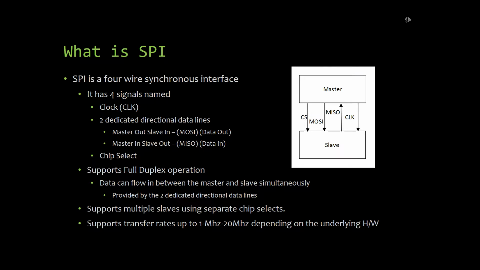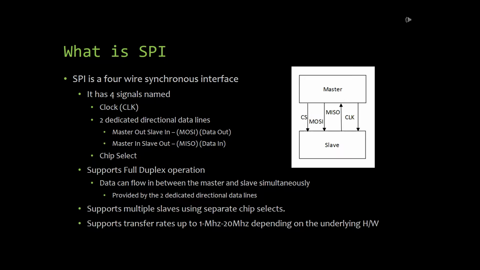What is SPI? SPI is a 4-wire synchronous serial peripheral interface. It has 4 signals: clock, 2 dedicated data lines, master out slave in and master in slave out, and a chip select. It supports full duplex operation, so data can flow between the master and slave simultaneously.